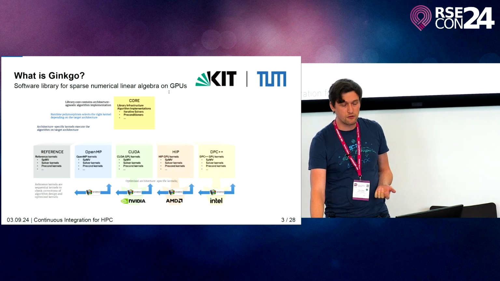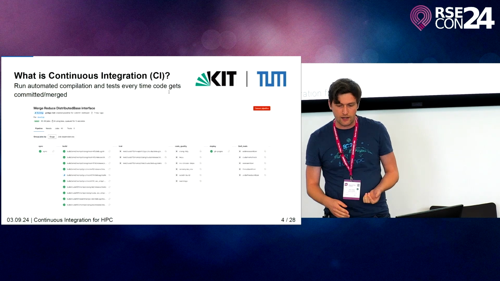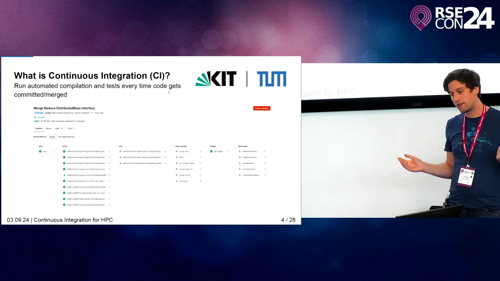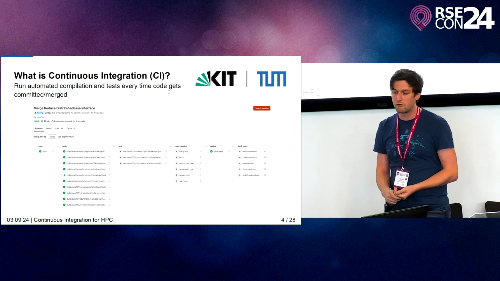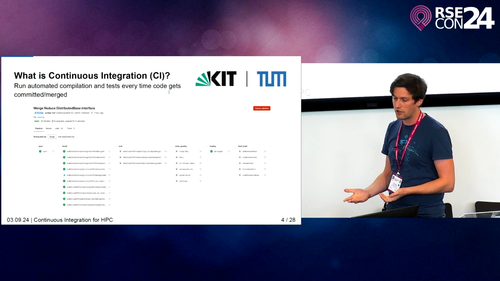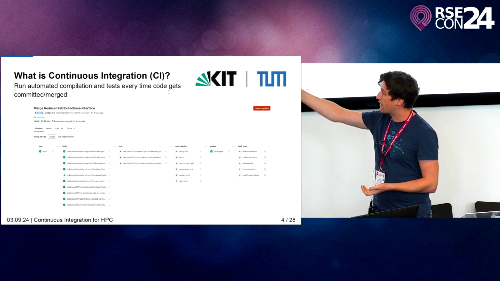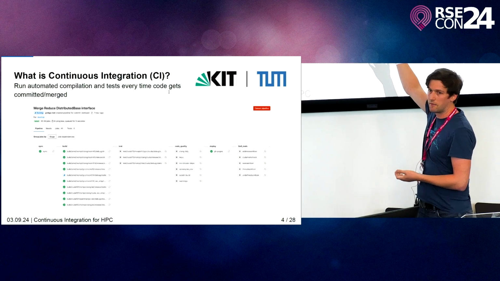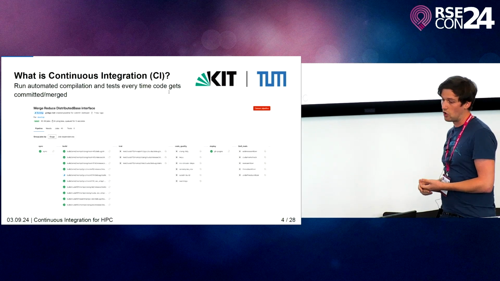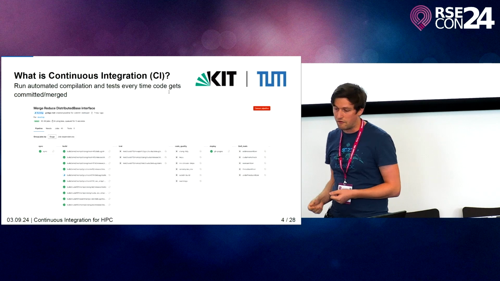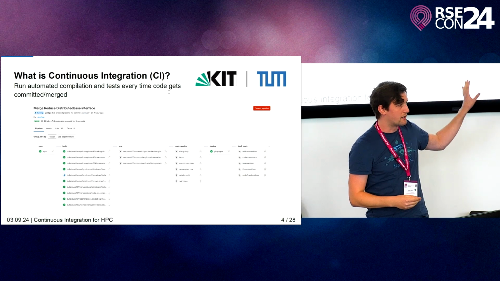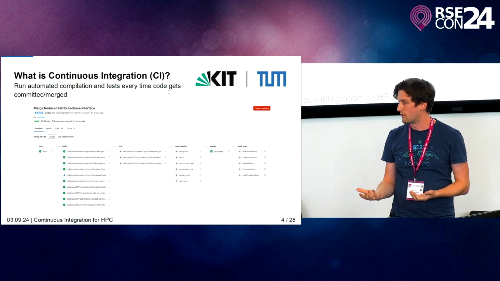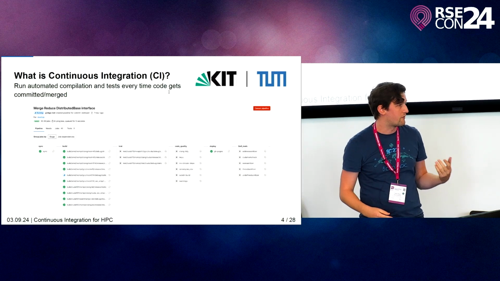For that, we are using continuous integration as an automated workflow. Every time we commit some code, every time we want to merge some code into our development branch, we run a set of automated tests. First, we run some build tests, then some test executions, then some code quality checks, and finally, we deploy the documentation to our GitHub page, so we always have the most up-to-date version of the documentation.